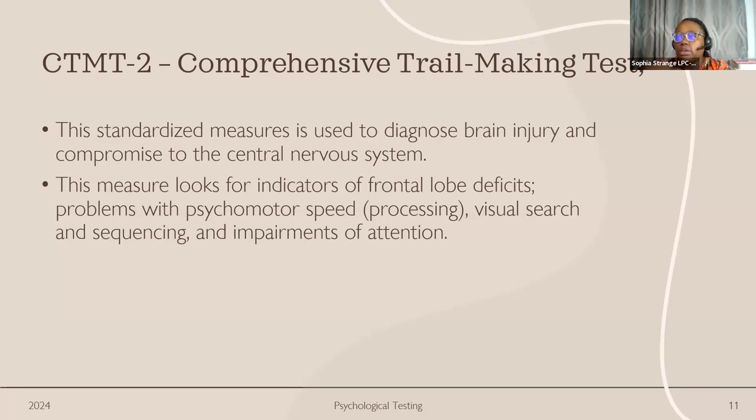Visual search and sequencing, impairments of attention. And oftentimes, if we see a kid that's spinning like a top, the two primary diagnoses that come to mind to a diagnostician are either ADHD or anxiety. This test can help us really suss out which one of the two is winning, in a sense. Is it anxiety or is it ADHD? Or is it both? Or in how much they're affected by it, so that we can know how to introduce the proper treatment aspects to help them recover and get better.